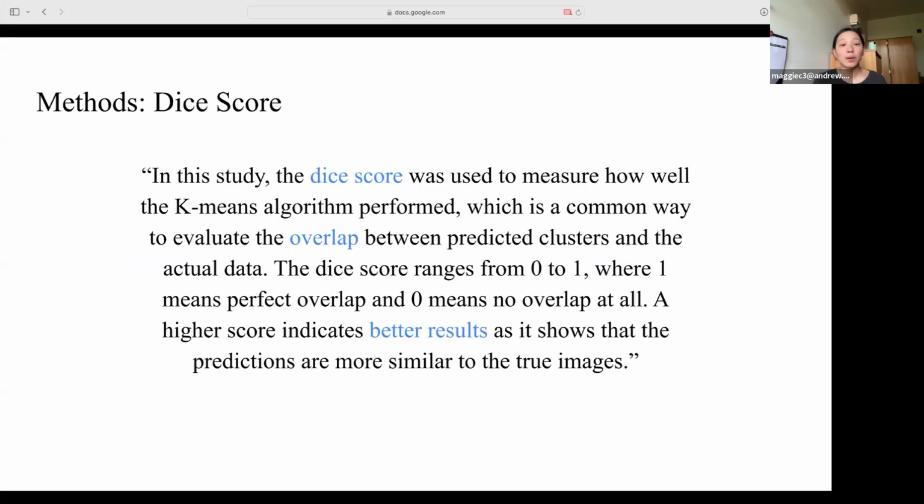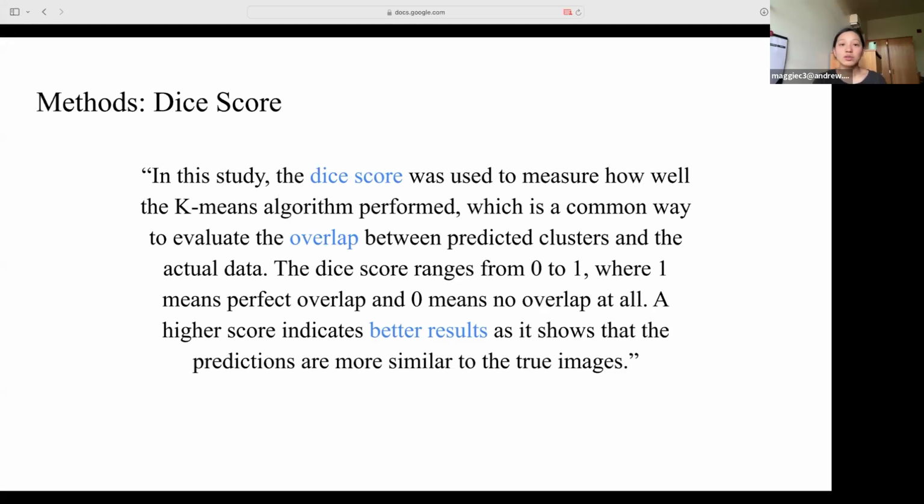So a little bit more about the dice score. In this study, the dice score was used to measure how well the k-means algorithm performed, which is a common way to evaluate the overlap between predicted clusters and the actual data. The dice score ranges from 0 to 1, where 1 means perfect overlap and 0 means no overlap at all. A higher dice score indicates better results, as it shows that the predictions are more similar to the true images.